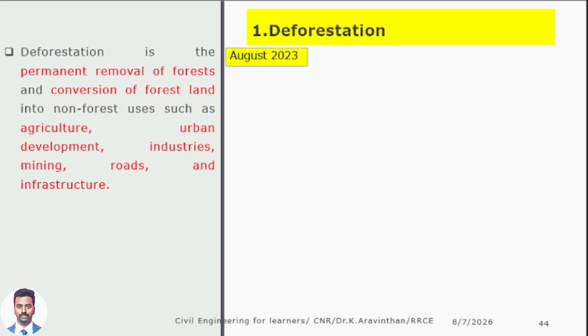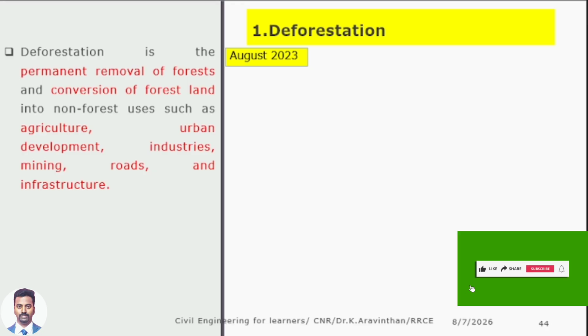Sir, for what purpose are people cutting trees? The major part is agriculture. Will you destroy all the houses and make it agricultural land? Not possible. You have to destroy the forest, then only you can do agriculture. So, agriculture is the major cause of deforestation.